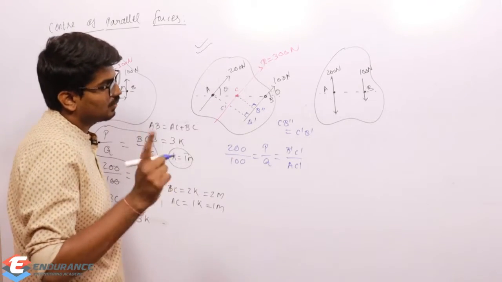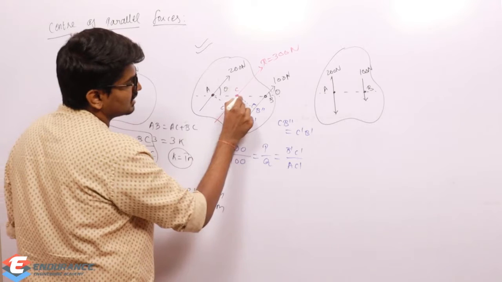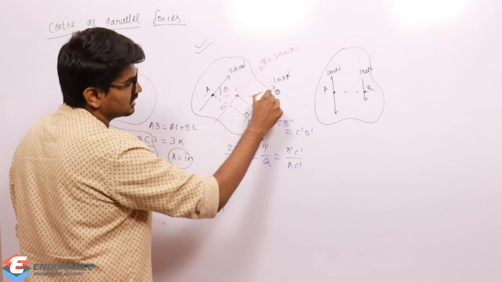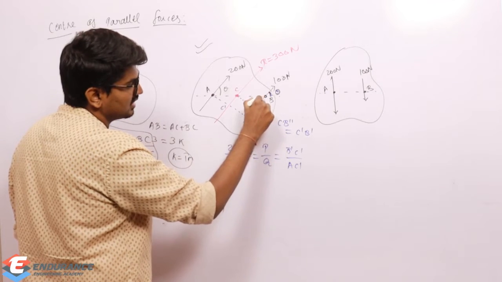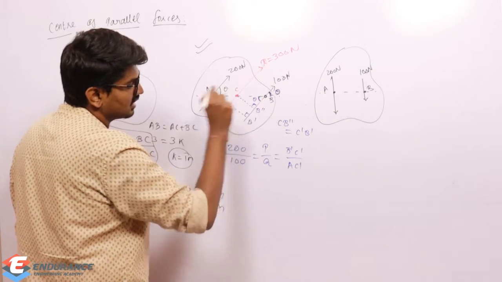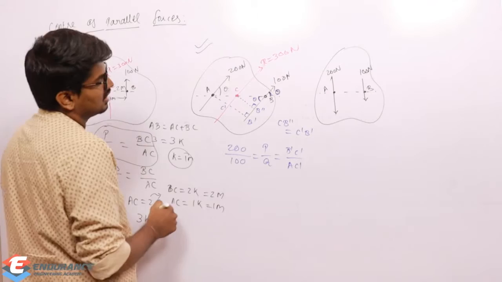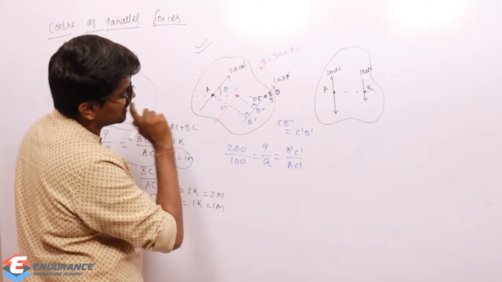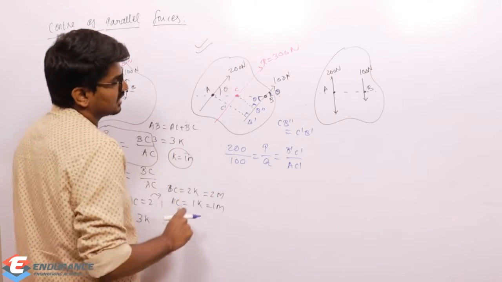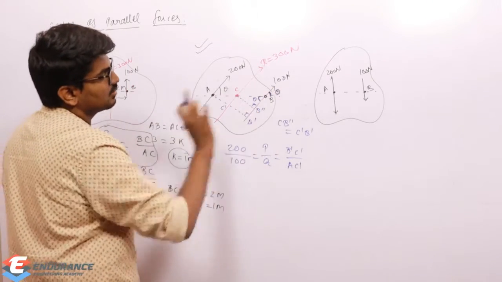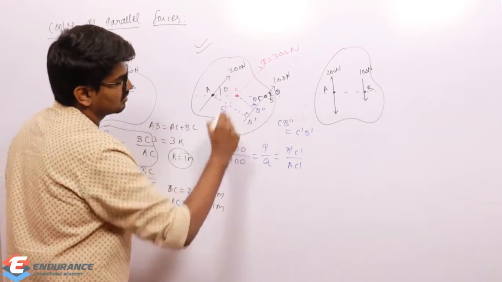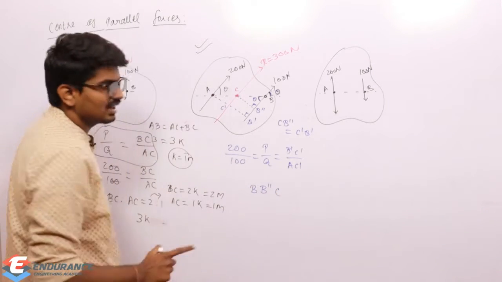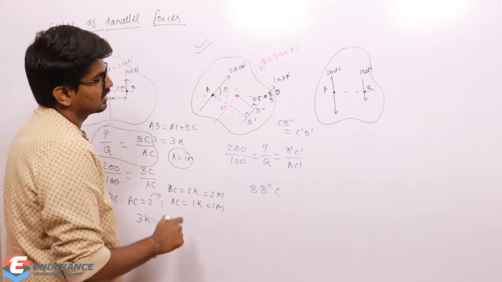Now listen, take this triangle. If this is theta, what will be this angle? It will be theta, right? Now similarly, if this is theta, this will be theta, right? You just take this triangle, which triangle? B double dash and C. It's a right angle triangle, right?